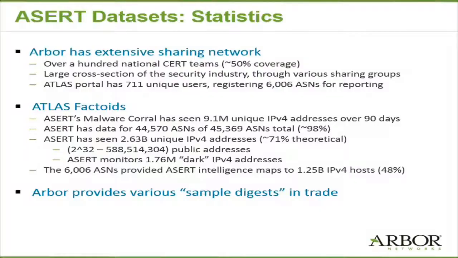And I just put some factoids, showing some of the coverage that we have. I think we have fairly good visibility across the internet. About 6,000 ASNs we do this on-demand reporting for. Essentially, once you log into the portal, you can register ASNs or TLDs or things that you're interested in receiving reports on. And we currently have roughly half the ASNs we're reporting to.